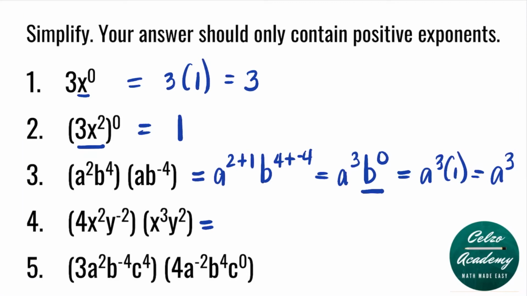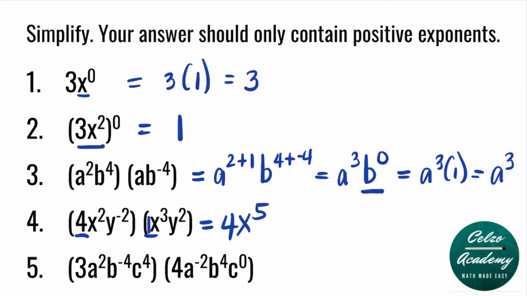Question 4. The quantity 4x squared y to the power of negative 2 times the quantity x cubed y squared. The second group is the same thing as 1x cubed y squared. The first thing that we need to do here is multiply the numerical coefficients 4 and 1, which is 4. Now we simplify the variable x squared and x cubed, and adding the powers 2 and 3, that is 5.